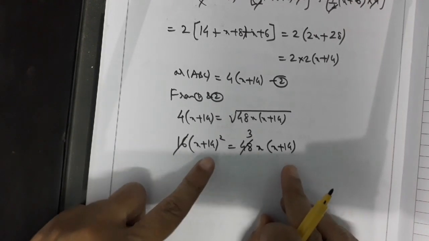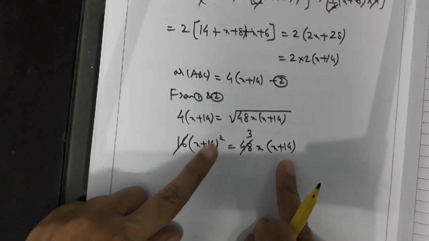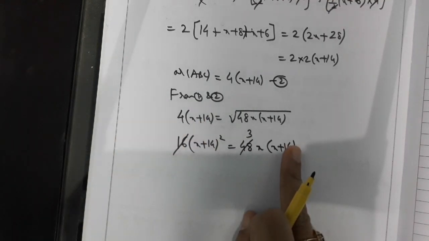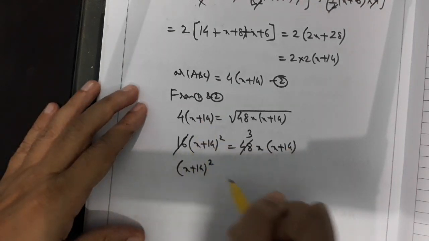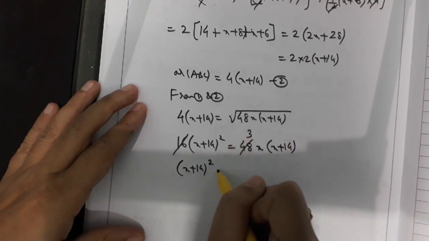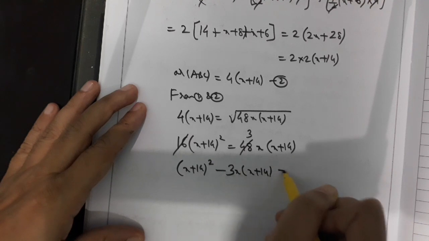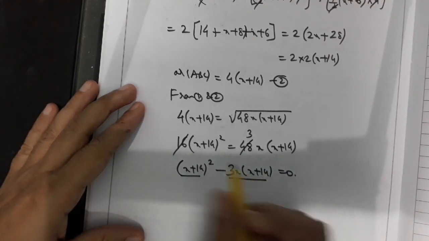Now remember children, here we have x plus 14 whole square and here we have x plus 14. So do not cancel x plus 14 and x plus 14. If you cancel it, you lose one root. This is wrong. This is a quadratic equation and you should get two roots. So we write this as x plus 14 whole square and we bring these terms on the left hand side. So minus 3x into x plus 14 is equal to 0.